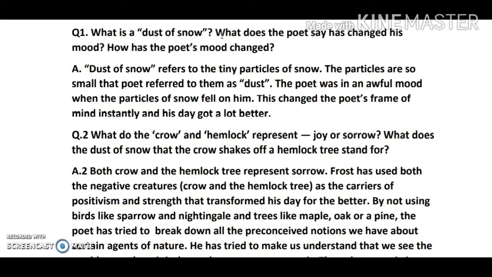Answer. Dust of snow refers to the tiny particles of snow. The particles are so small that the poet referred to them as dust. The poet was in an awful mood when the particles of snow fell on him. This changed the poet's frame of mind instantly and his day got a lot better.